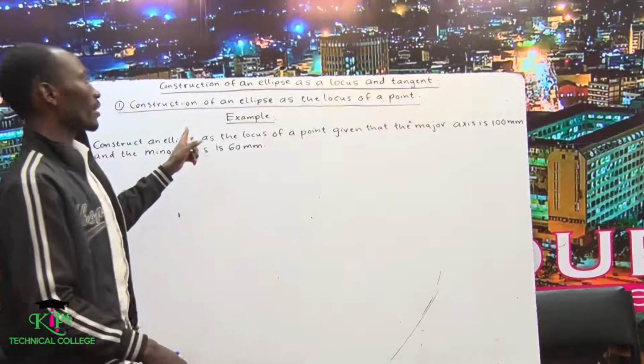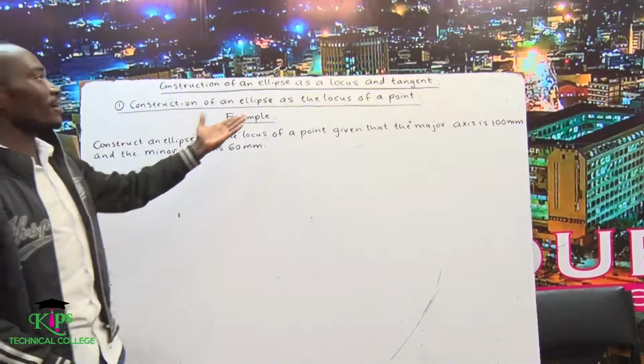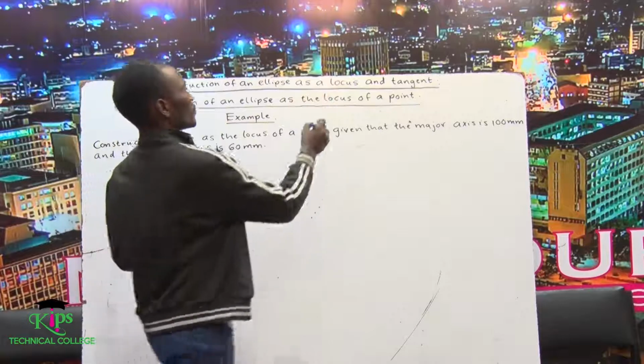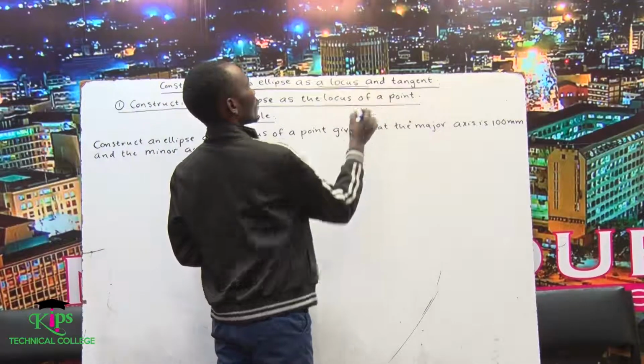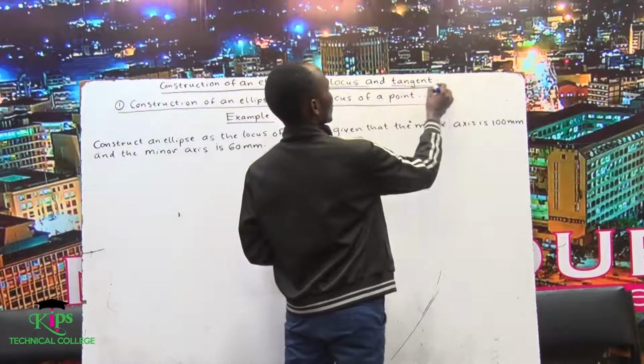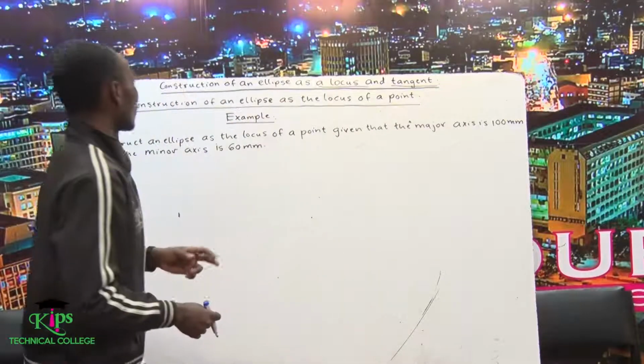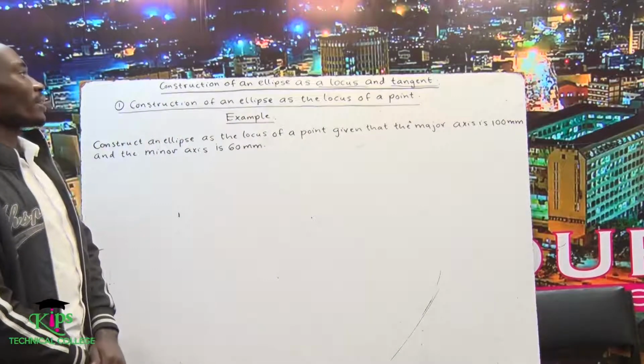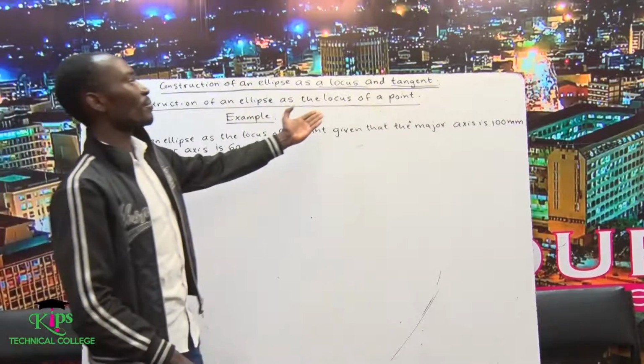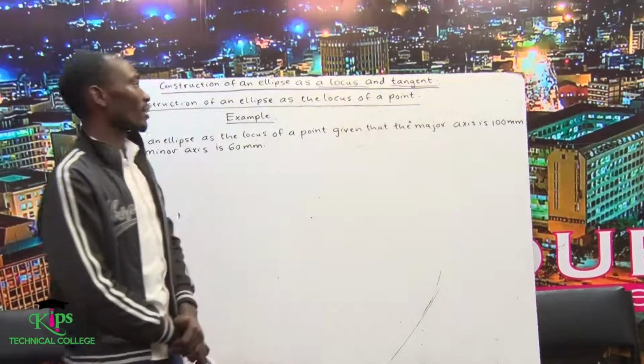Today we are going to learn about the construction of an ellipse as a locus and a tangent. Let's go to the construction of an ellipse as the locus of a point. Let's begin with as a locus of a point.